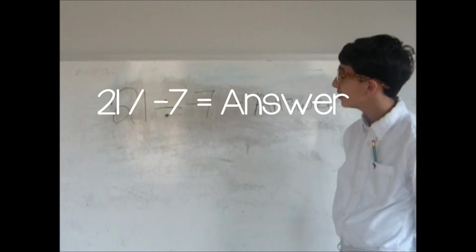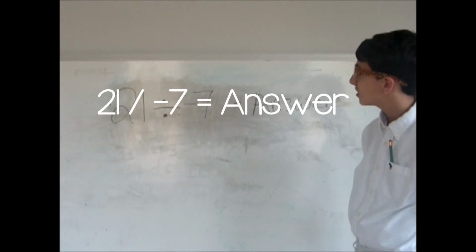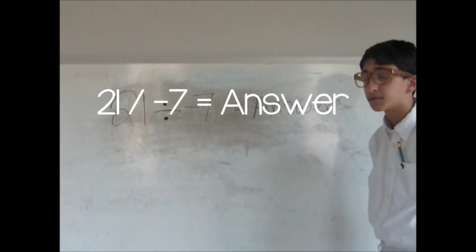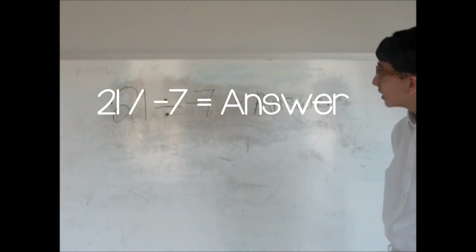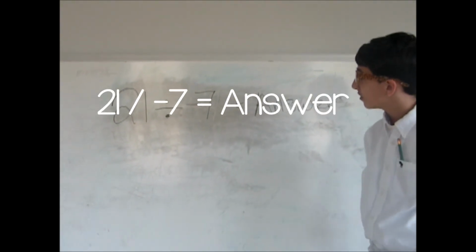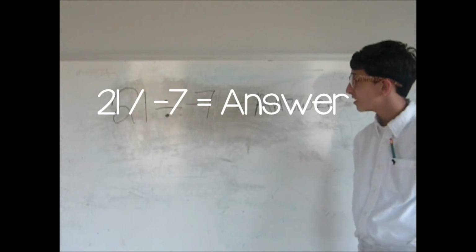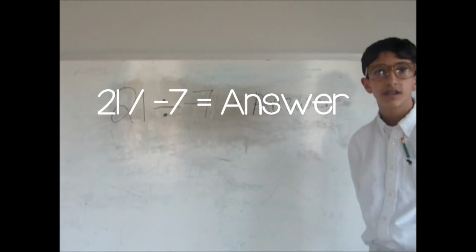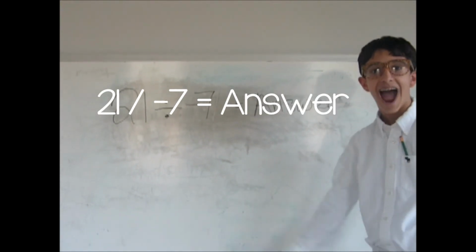And finally, pretend you have a problem like 21 divided by negative 7 equals a specific answer. Well, just ask yourself, what times negative 7 equals 21? That number would be negative 3.